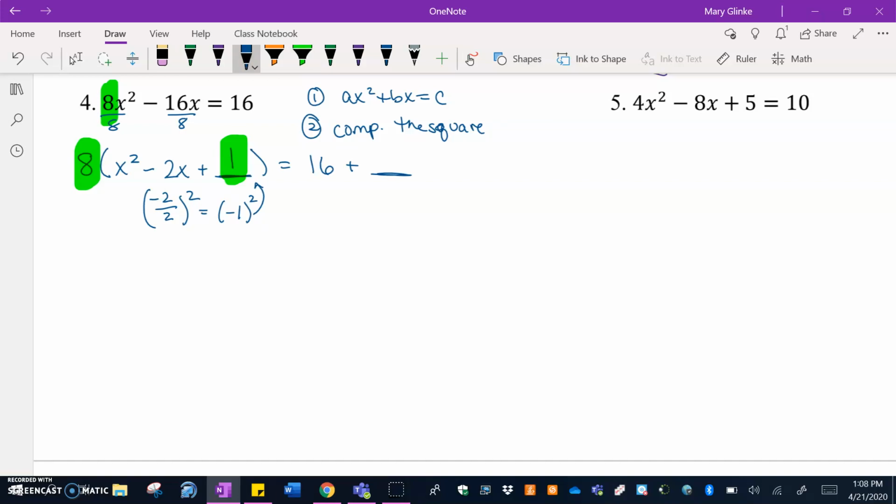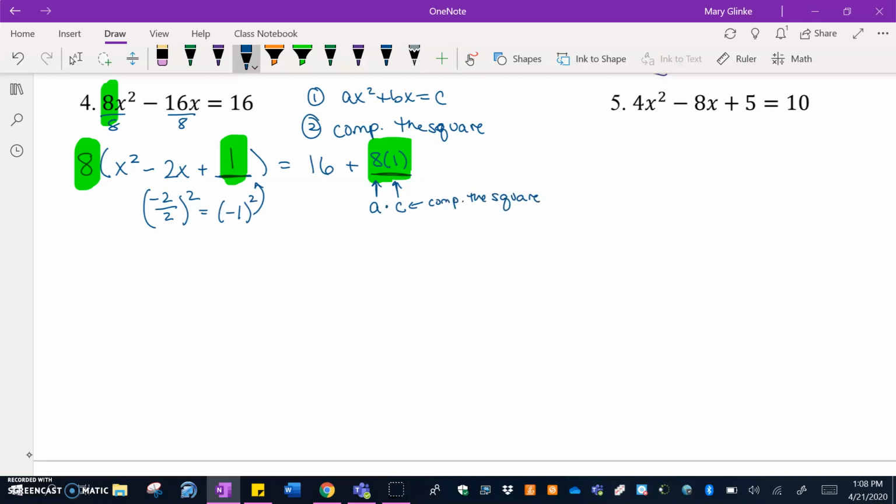So on the right-hand side, we need to show that we are not just adding 1, but we have that GCF out in front. So we're going to do the GCF of 8 first times the C value that we got. So to recap here, anytime you factor out a GCF, that's your A value, you have to multiply your A value times the C value that you got when completing the square.